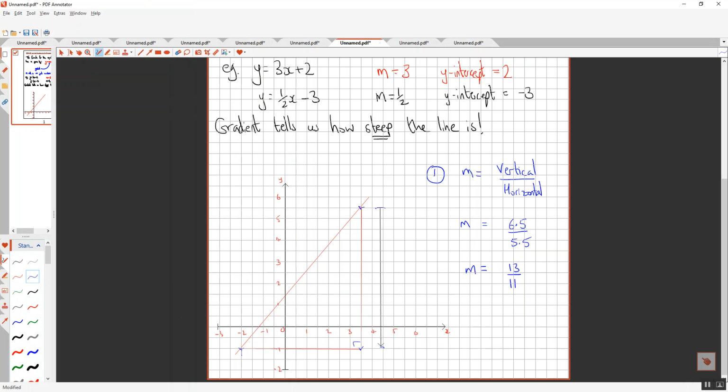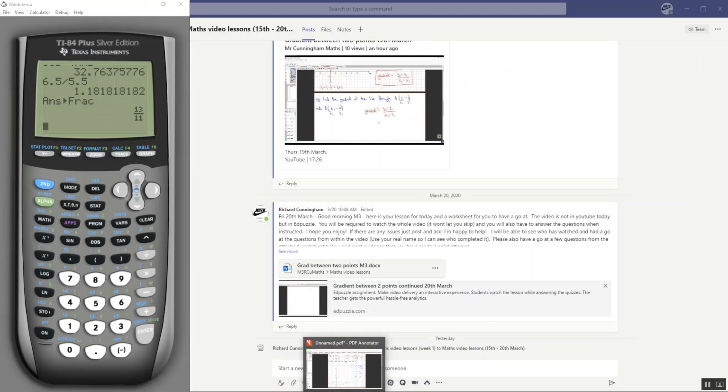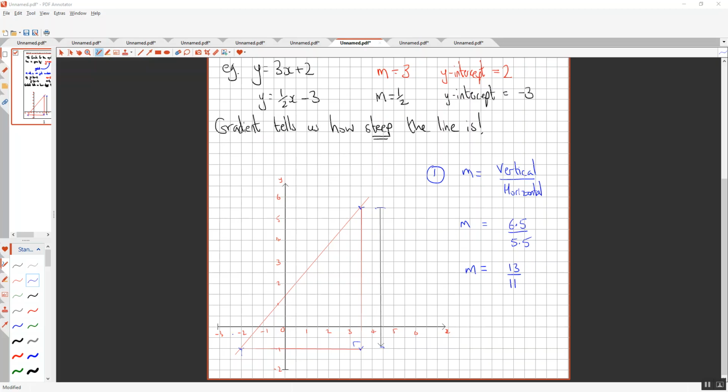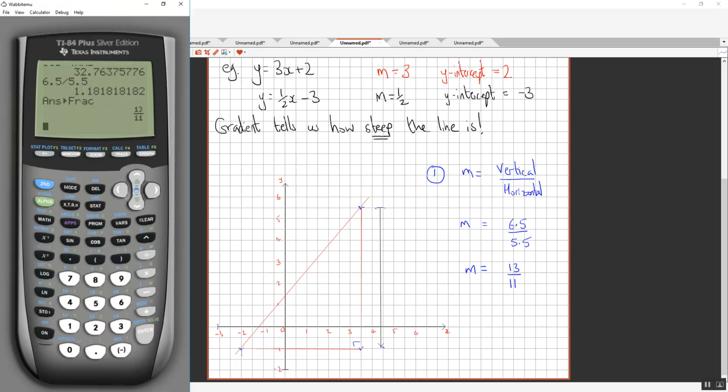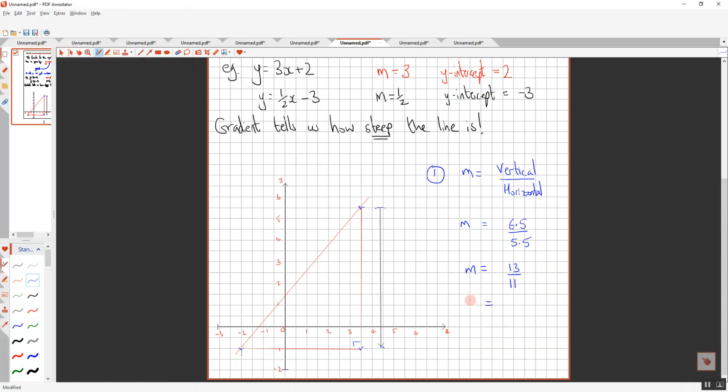Remember we talked about how you use your calculator to change from fractions into decimals and vice versa. So this is 1.18181818. So that's recurring. If I wanted to write it as just a decimal, I could write it as 1.18, and the 18 part is recurring, so I put a line over the top. Either of those would be okay.